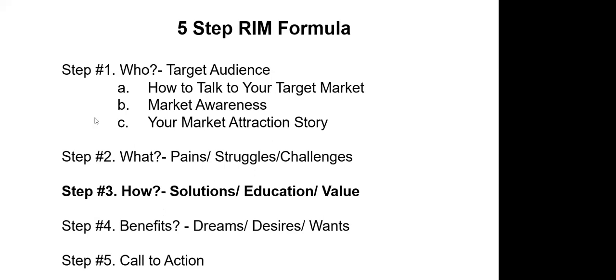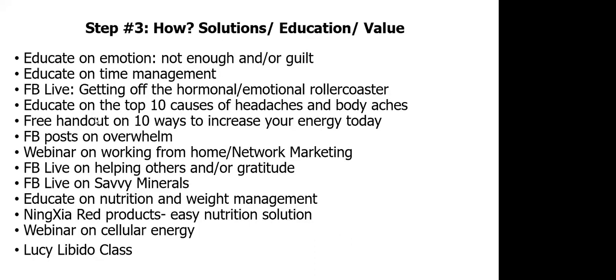So now as we move into step 3, this is the how, all right? We want to think about how we can help. We want to write down solutions, how we can educate, how we can bring value to meet their pains, their fears, their struggles, their challenges. And then you're going to write this on the REM worksheet too, okay? So again, I'm just going to share mine because that's what I have put together, all right?